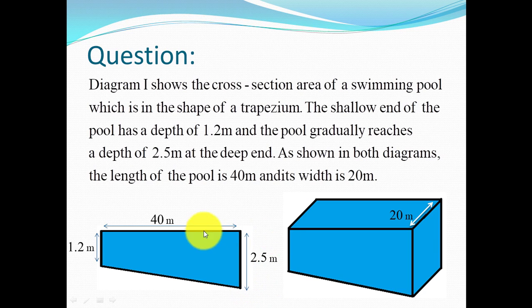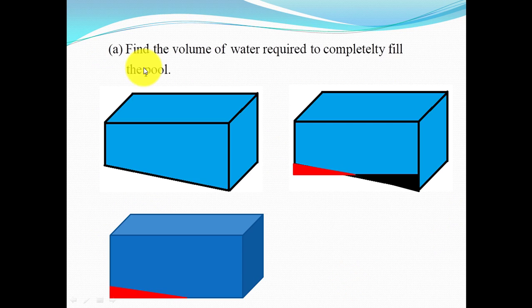You can see clearly from the diagram. As shown in both diagrams, the length of the pool is 40 meters and its width is 20 meters. First part: find the volume of the water required to completely fill the pool. It means that we have to find the water that fills this trapezoid pool.